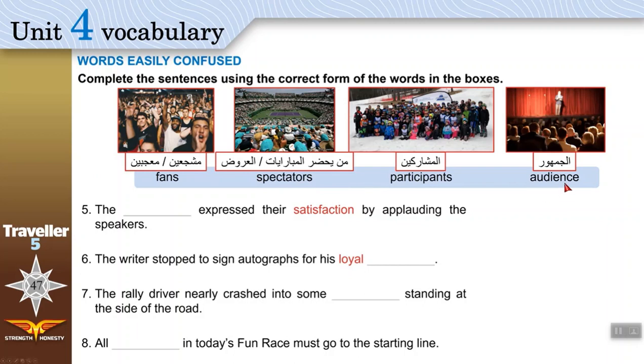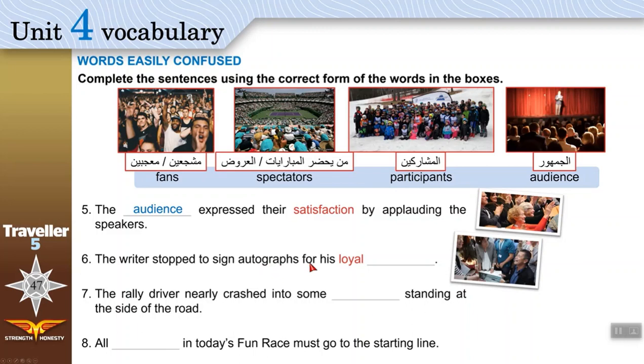More listening: when you go to watch a movie, are you a spectator or audience? You are one of the audience. In movies you do a lot of listening, people talking in movies. Do you get it? Good. They expressed their satisfaction, they were pleased, by applauding. When you applaud, you do this. I am applauding the speakers. Somebody was speaking and these people were listening, so they are audience.